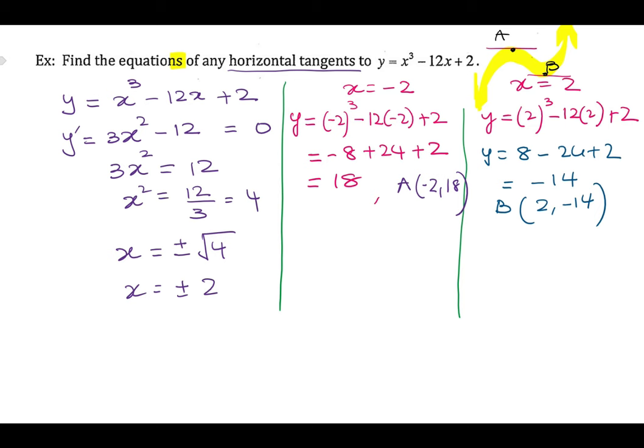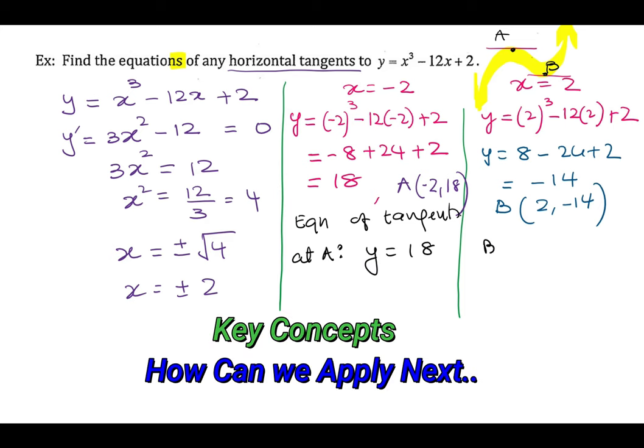Make sense? Let's find this equation. Horizontal means the y values, right? So the equation of tangents at A will be y equals the y value, which is 18, and at B it will be y equals minus 14. You see that? So that is how we are going to find the solution of this particular equation.